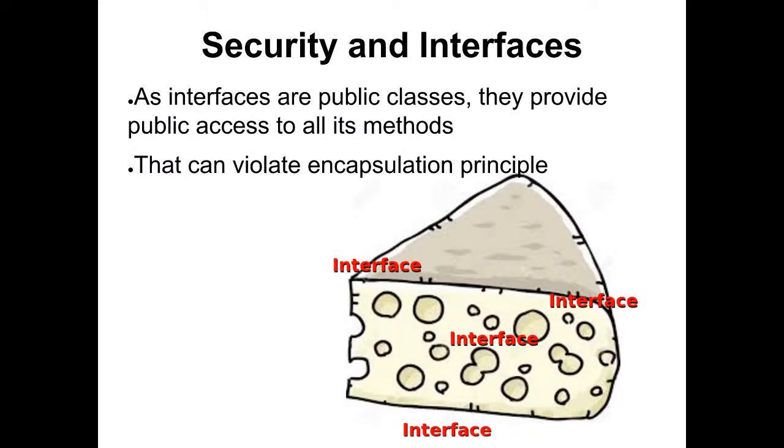And imagine there is a piece of cheese, then for example it can have multiple interfaces for defining it. And as interfaces are public classes, they provide public access to all their methods, and that can a bit violate the encapsulation principle, but maybe we'll talk about it a bit later.